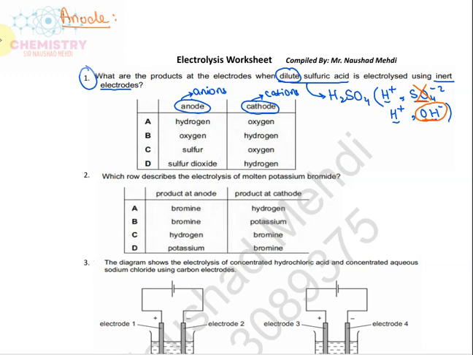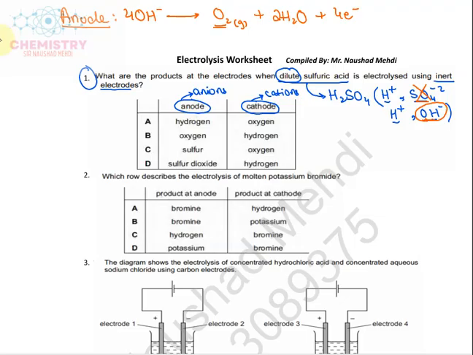So what products will be formed when the hydroxide ion goes to the anode? You will get this equation in which it forms oxygen gas along with water, H2O, and it loses 4 electrons. So you can see what special product you are getting at the anode, that is the oxygen gas.